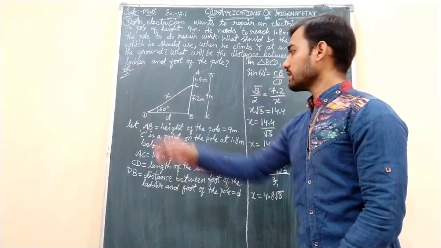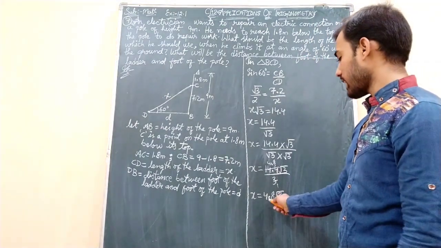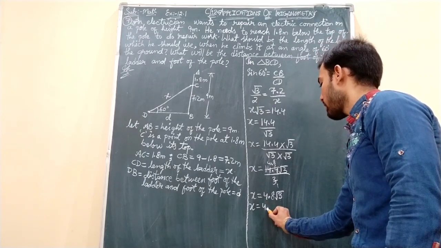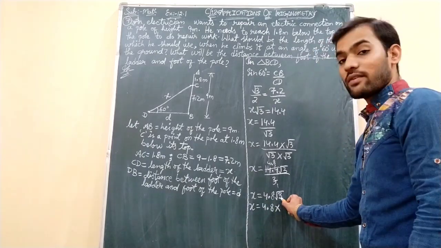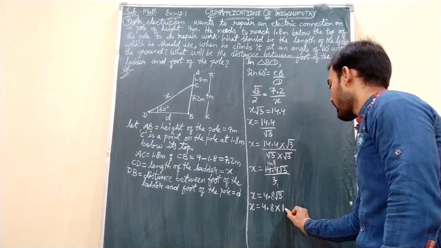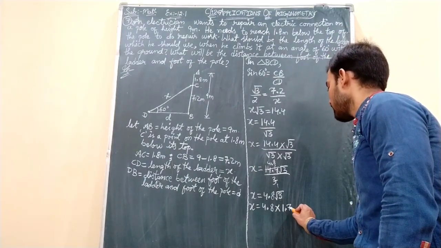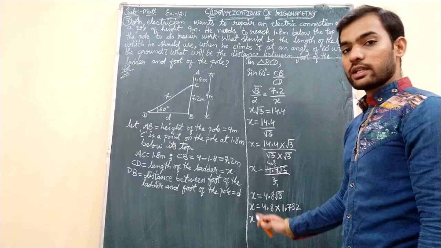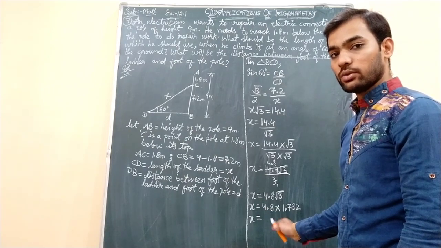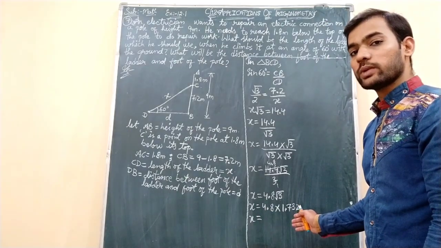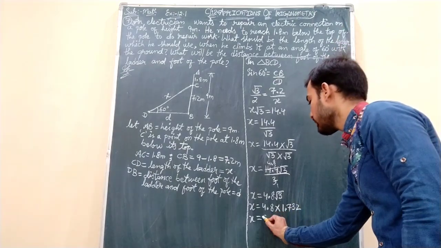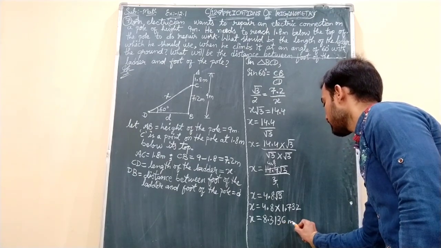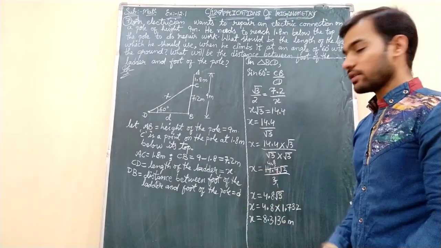Now proceeding to this BD, before that let us try to multiply this 4.8 and root 3 also. x equals 4.8 into, what is the value of root 3? The value of root 3 is 1.732. Okay students, so when you multiply 4.8 into 1.732, you will get 8.3136 as your answer. So x value is 8.3136 meters. Okay students, so this we got the length of the ladder.